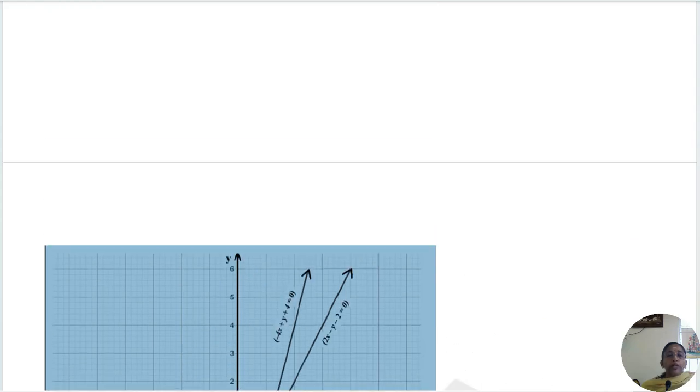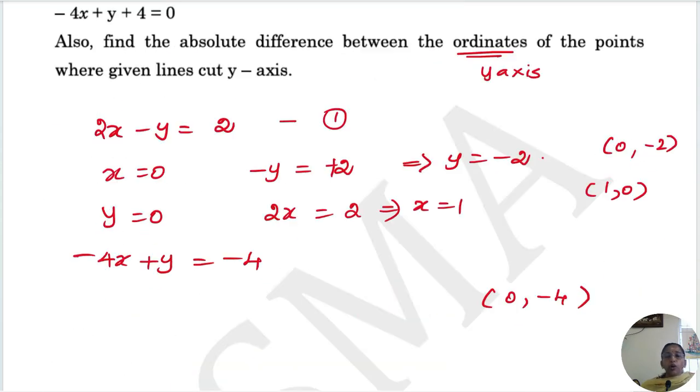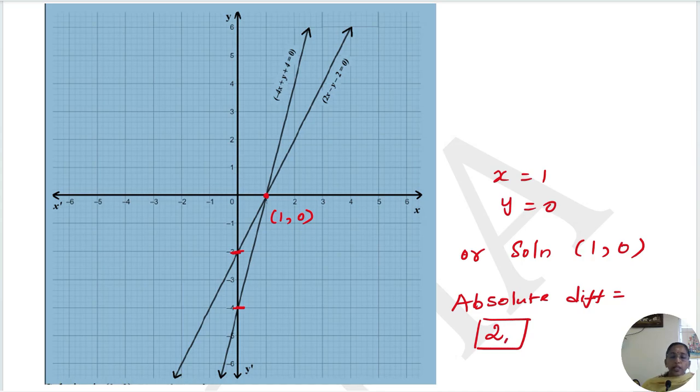And one more point we are having in our question. Find the absolute difference between the ordinates. So look at your data here. Here it is minus 2 and the other meeting point is minus 4. So absolute difference is asked. So the difference between minus 2 and minus 4 is 2, the absolute difference in the ordinates. So this is our final answer.